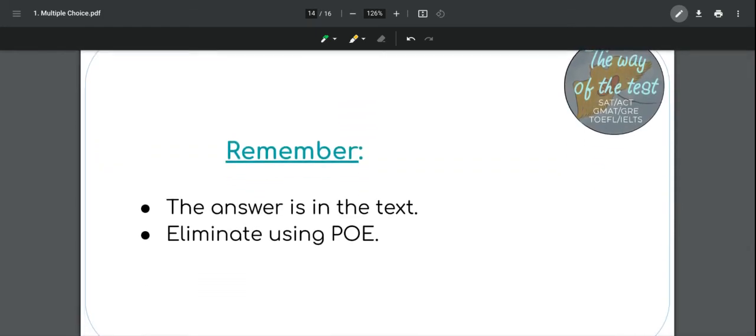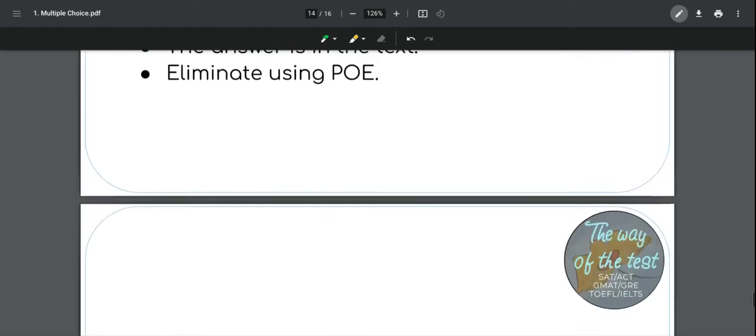Okay, remember two things. You want to find the answer in the text. The answer will always be in the text. You always have to match the keywords. Maybe not exactly the same word, not letter by letter, but it has to be there. Everything has to match. And remember, you want to eliminate using process of elimination. Again, my recommendation is that you read this or watch the specific video for process of elimination, where I go more in depth on how to eliminate the incorrect answers.